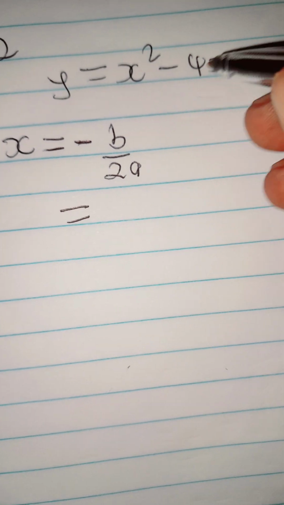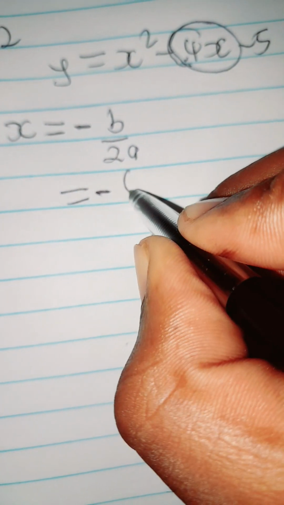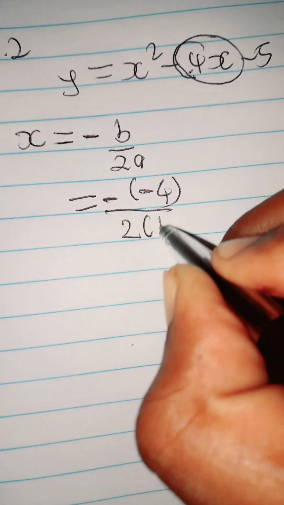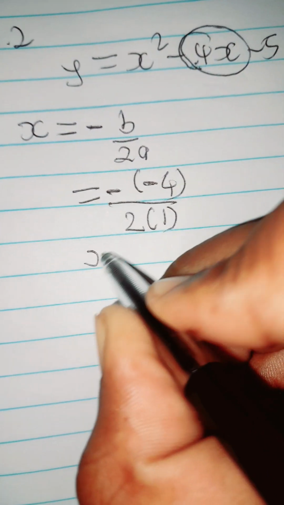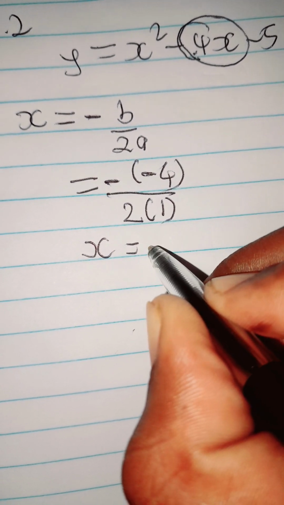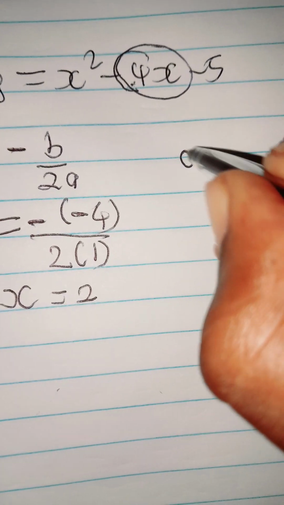So when you are here, you are going to take, remember this is a quadratic, our b will be minus 4 there. So let's plug 4 there. What is our a? Our a is 1. Therefore negative and negative is going to be positive. 4 divided by 2 is going to be 2. So x is equal to 2, or you could derive.